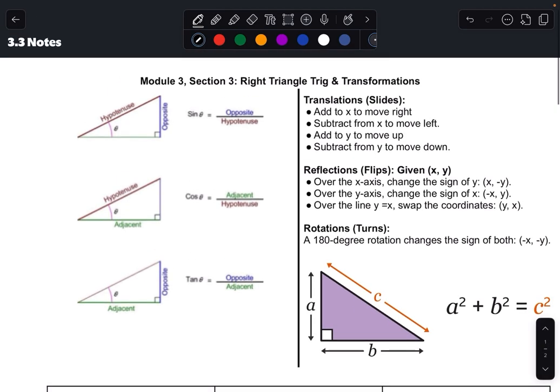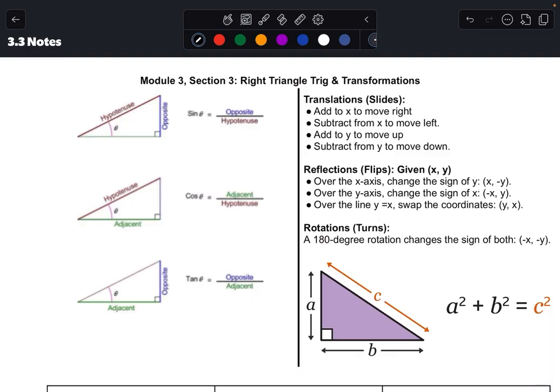A couple things. Unfortunately, you don't get a formula chart on the TSI, so you've got to memorize it. Got to know sine, cosine, and tangent. Got to know the Pythagorean theorem.